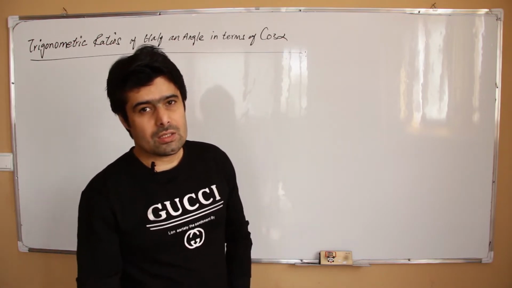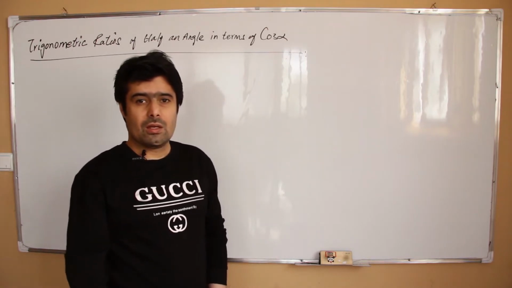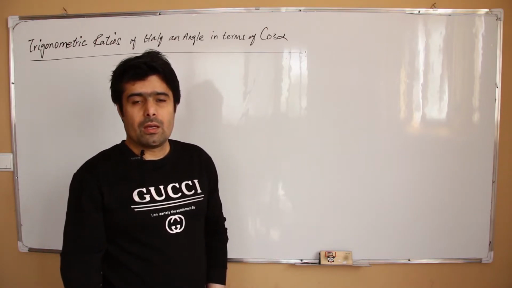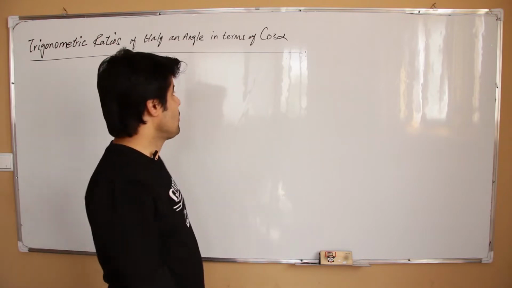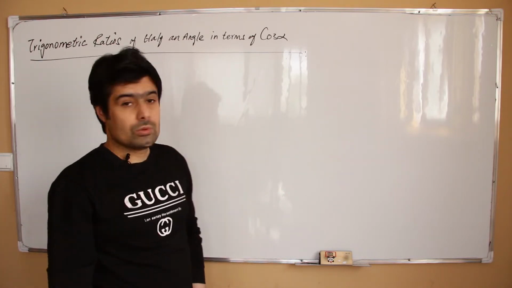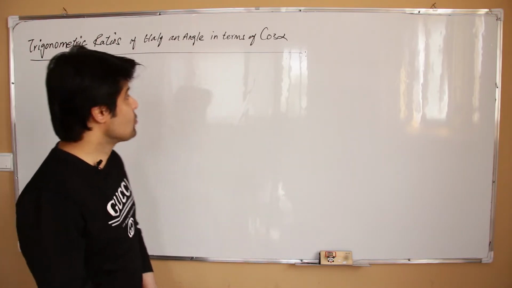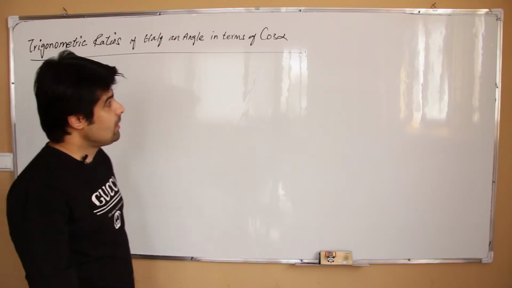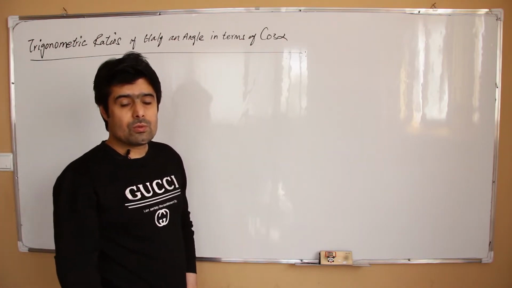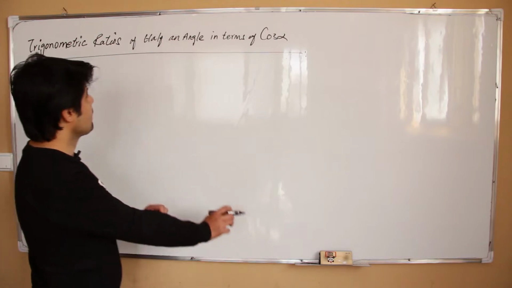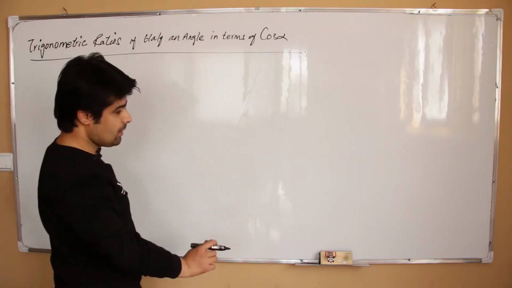Today it is our fifth lecture, I think, in Trigonometry, chapter 3. We have to define the trigonometric ratios of half an angle in terms of cosine alpha. First, what does it mean? It means we have to find half an angle. Half an angle, what do I mean?